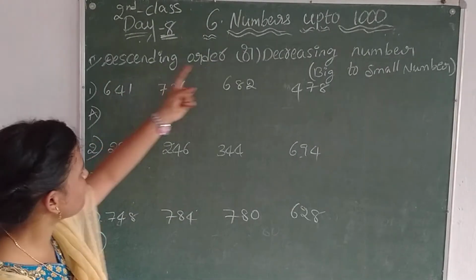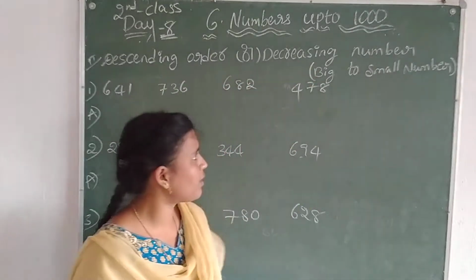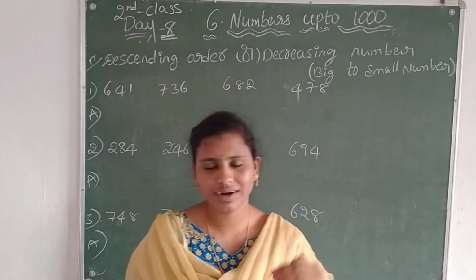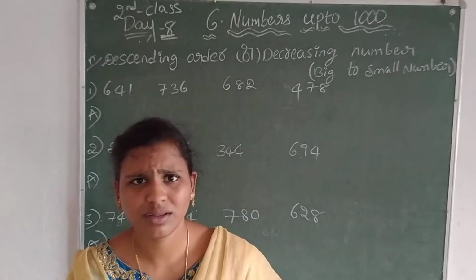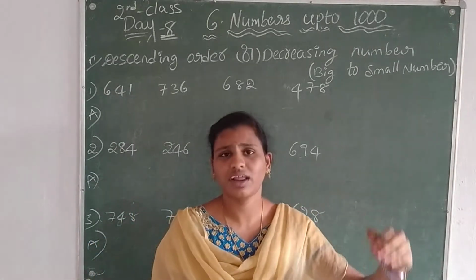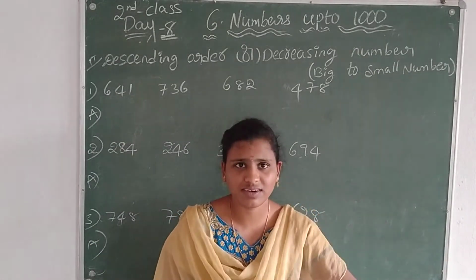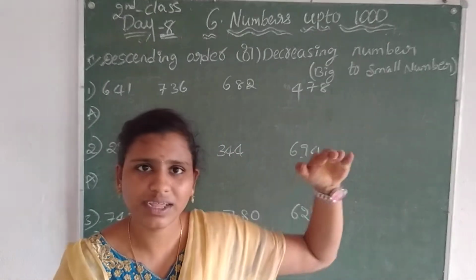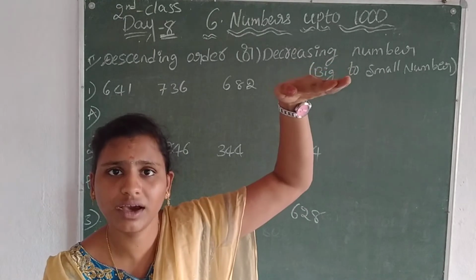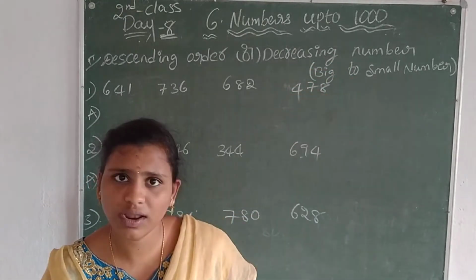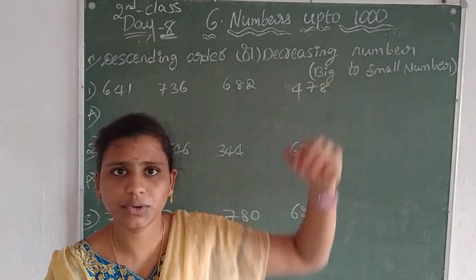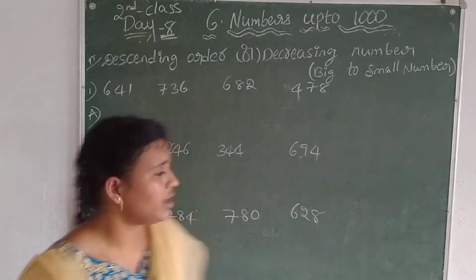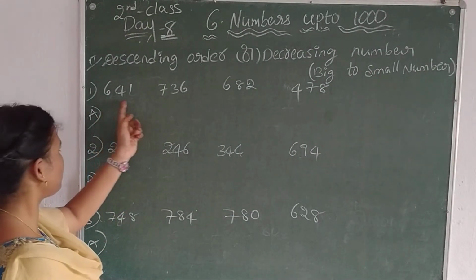See, all of you, descending order or decreasing order. Decreasing means, for example, in the summer season the water levels will be decreased in the lakes or rivers. Okay. So decreasing means bigger number to smaller number. Let's come to this one.